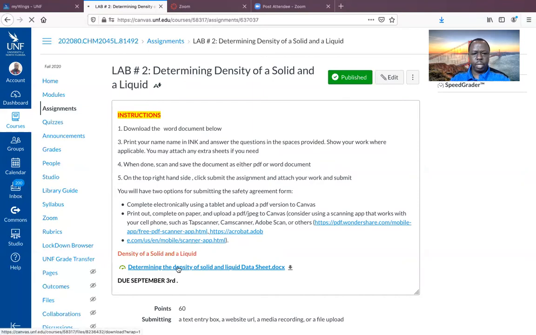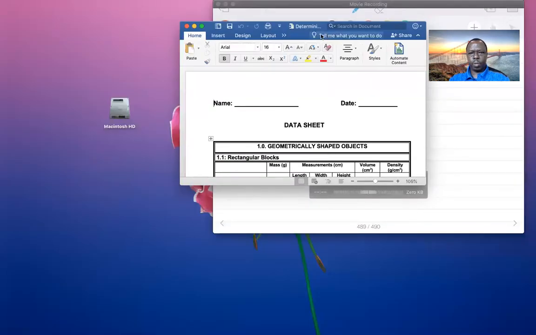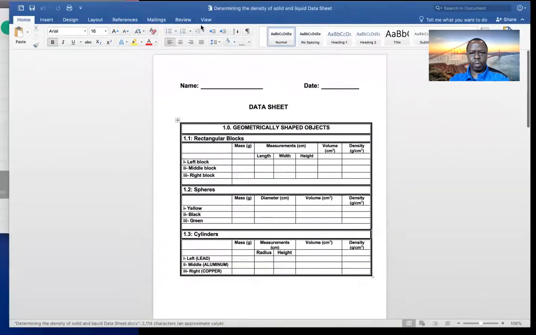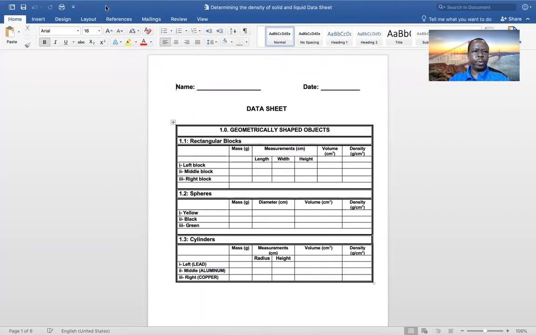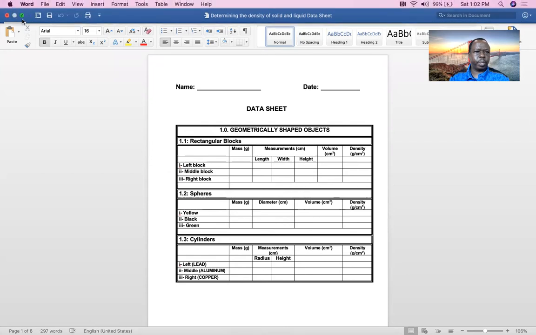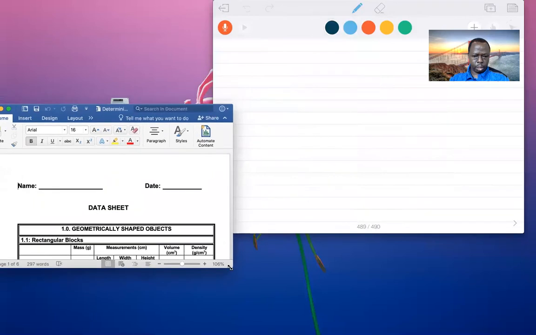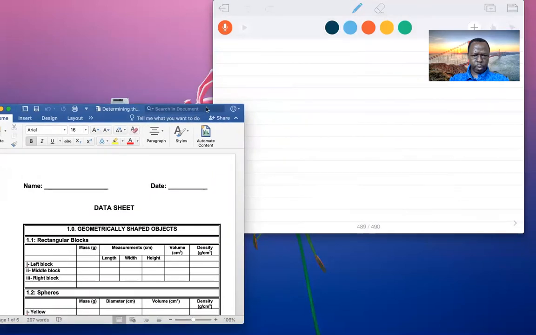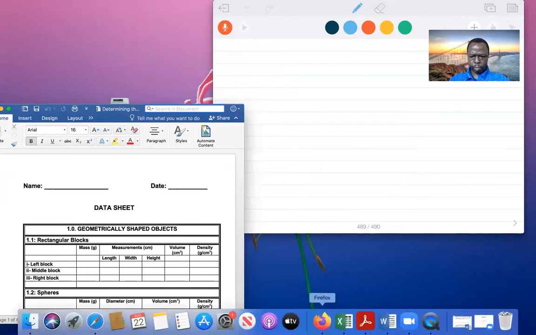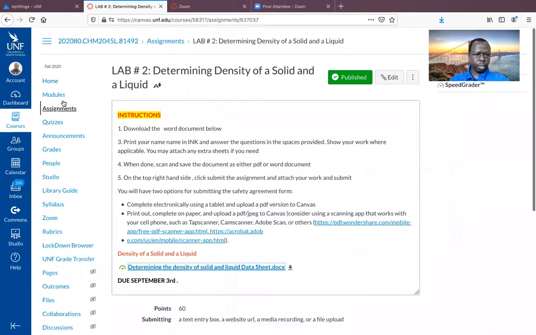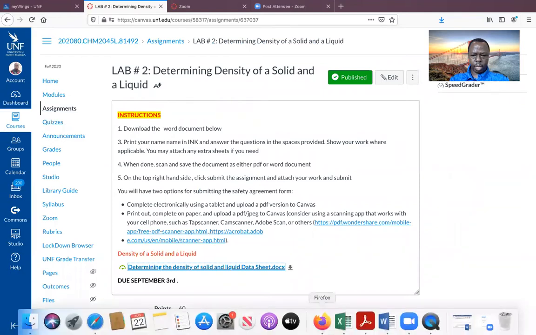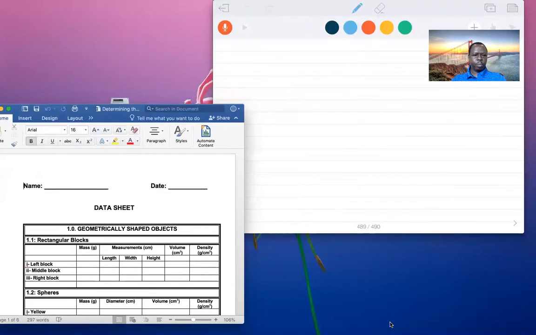So here is the data sheet. I'm just going to download this and walk you through how you will collect the data for experiment number 2. Let me just minimize this, and I will load the simulation. I'll load the simulation under the module. So this document here, I recommend you print it before you start the experiment and have scratch papers, all right? Have scratch papers.